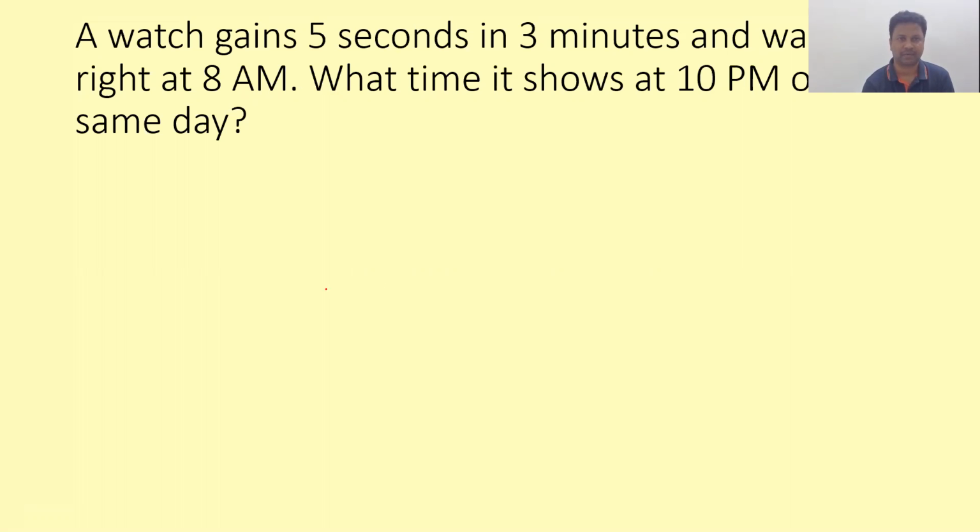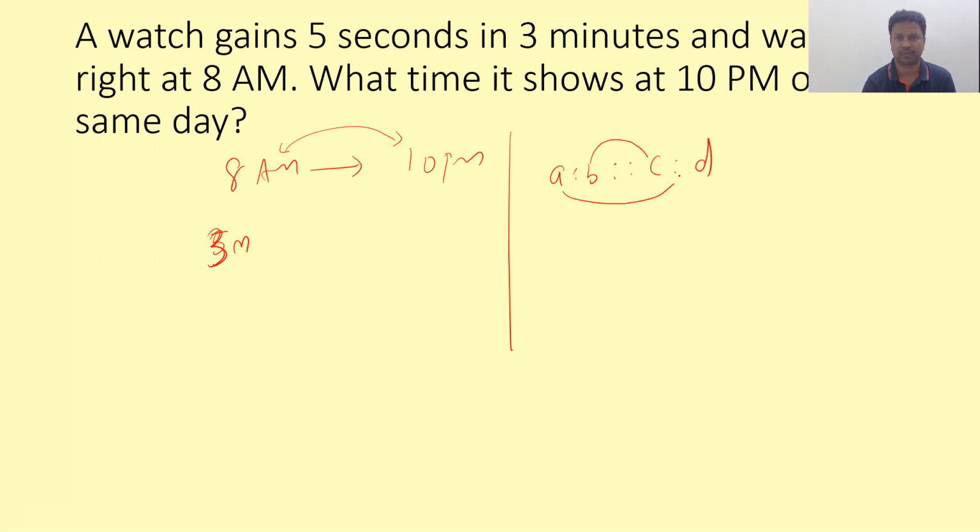Means in this interval from 8 a.m. to 10 p.m. it will gain continuously. For every 3 minutes there will be a 5 second gain. So within this interval, how much time is it gaining? Now what do we want to do? For every 3 minutes we can do a proportion. Proportion means A is to B as C is to D. Product of mean values is equal to product of extreme values. So we can use this formula for finding the answer.